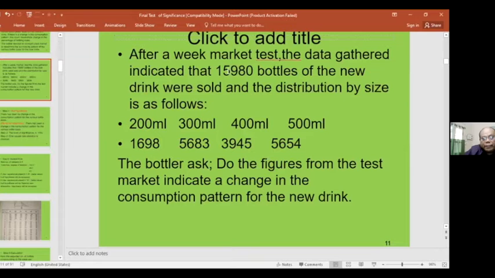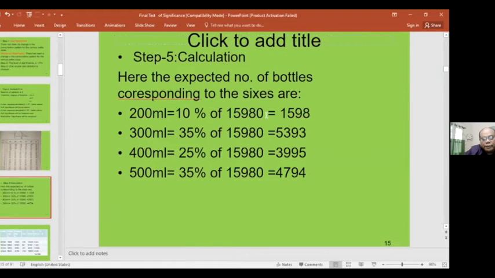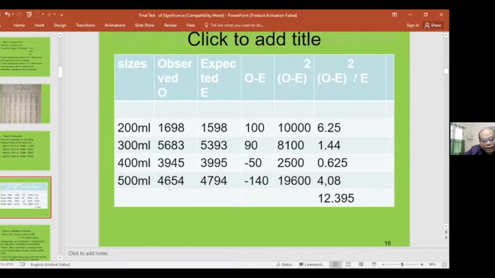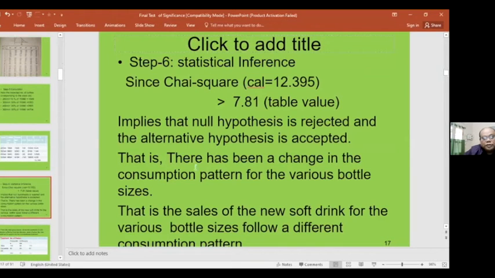But forget about the observed value. What should the expected value be? The expected value is this. Now you make a tabulation: observed values, expected values. For 200 ml, the observed value is this one, and the expected. For 300 ml, observed and expected. At the end you get the chi-square: the summation of (O minus E) squared by E. 12.395 is the chi-square value.